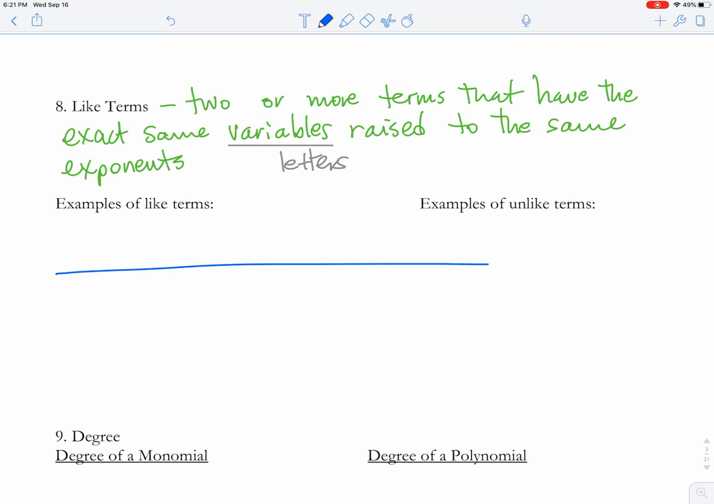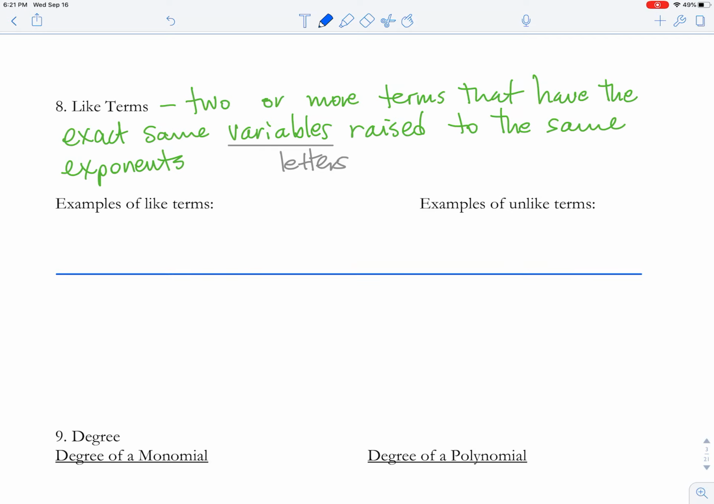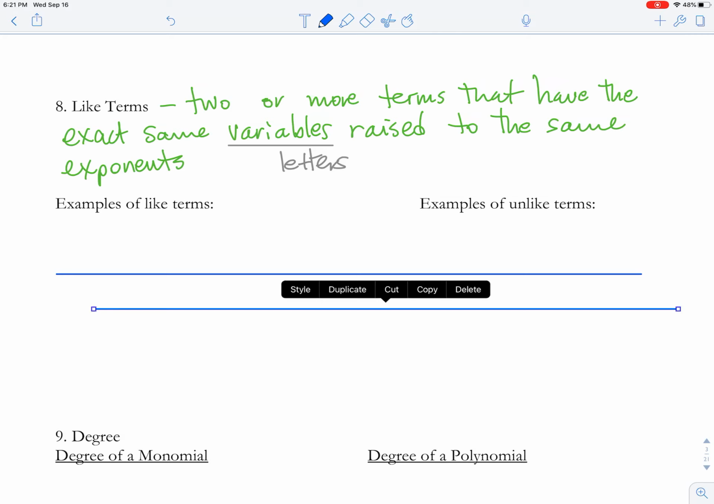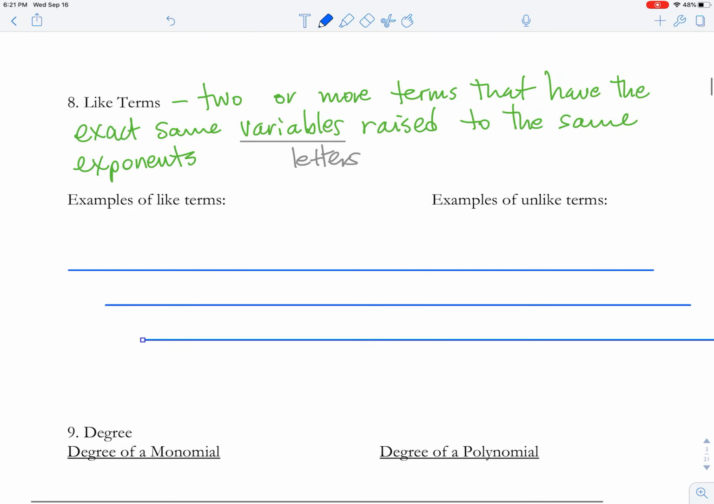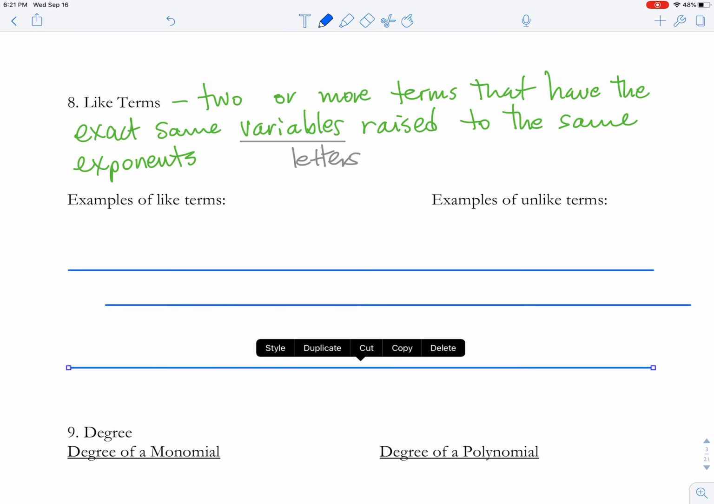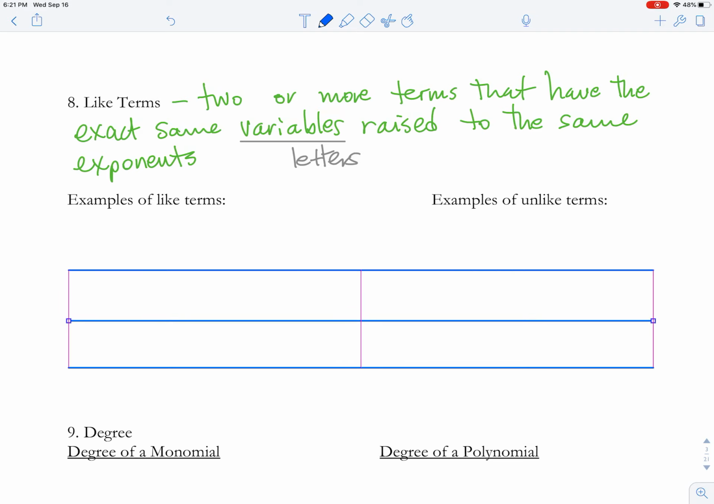I'm just going to do, I think, 3. So I'm going to separate them with some lines. Oh, maybe I'll do 4. Okay, so our first example would be 2x squared. A similar or a like term would be minus 7x squared. So it doesn't matter what the number is out front. We're only looking that the letter to the exponent matches the letter to exponent.